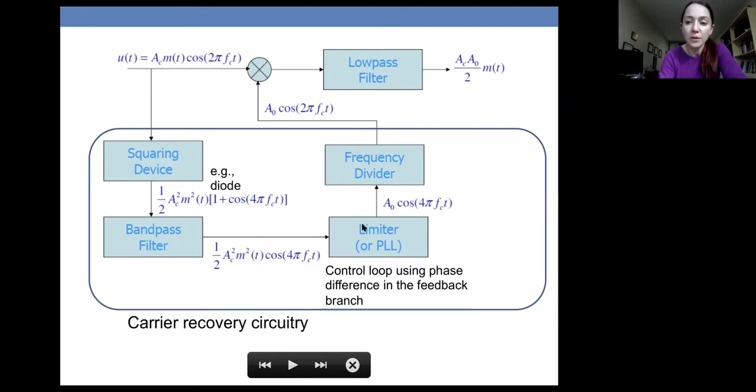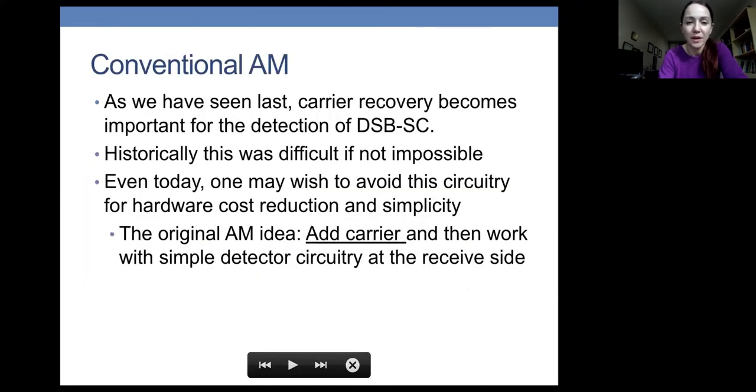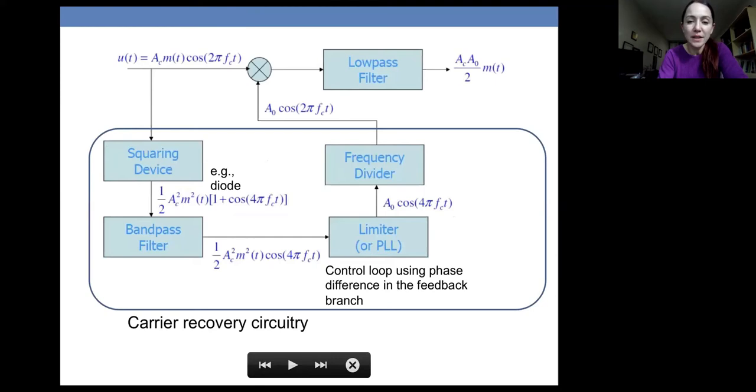And we will, as I said, go a little bit into the structure of the PLL later on. Now you have 2fc, which passes through a frequency divider, that's another circuit, and you have your carrier. Put the mixing result into the low pass filter, and we have our demodulated signal. So basically that's a method for demodulating double sideband.